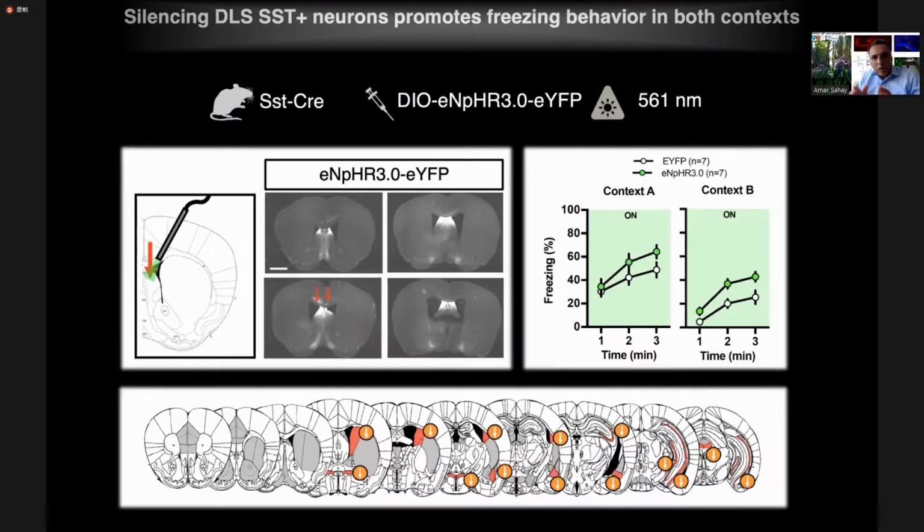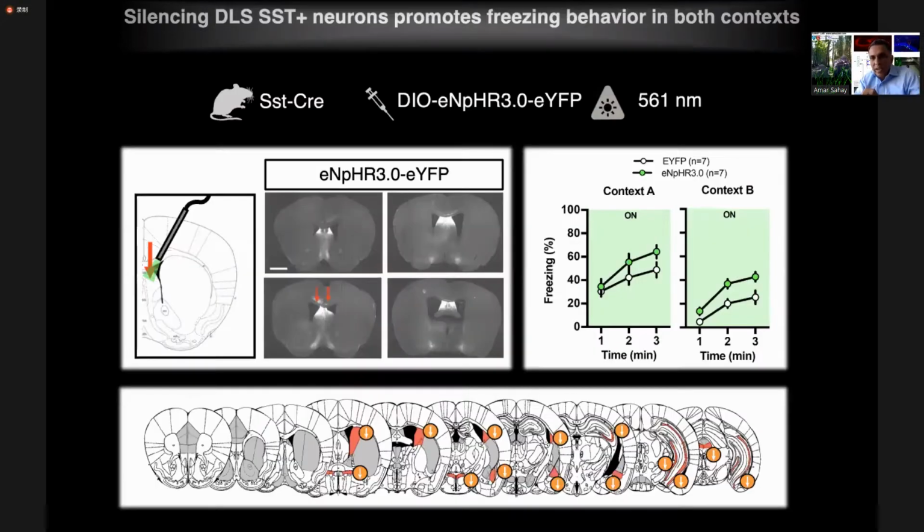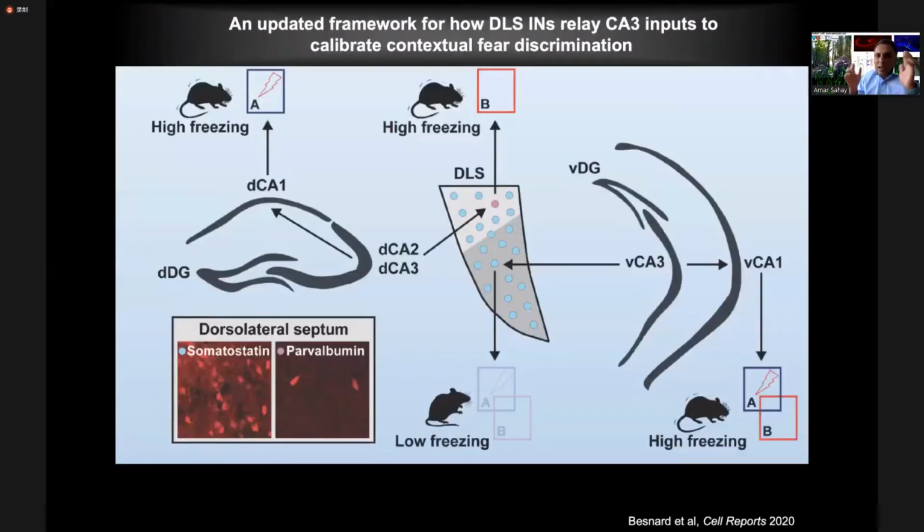Now, you might recall that this is precisely the behavioral outcome when we silenced ventral CA3 projections to the DLS, which is what I'm showing you now. So if I toggle back and forth again, you can appreciate that silencing SST neurons in the DLS or ventral CA3 projections in the DLS elevates freezing levels in both context A and context B. Based on these observations, we can now update our framework for how we think dorsal CA3 and ventral CA3 projections in the DLS calibrate contextual fear discrimination.